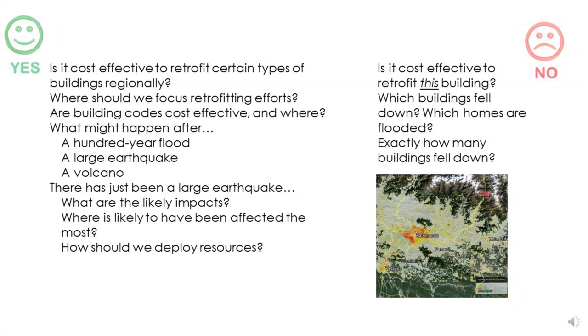Okay, real quickly here at the end, because I've gone on a little bit too much, inappropriate uses: is it cost-effective to retrofit specific buildings? Which buildings are going to fall down? Exactly how many buildings are going to fall down? These are not the types of answers that this type of data can adequately reflect. What it can do is tell you, is it cost-effective to retrofit certain types of buildings?